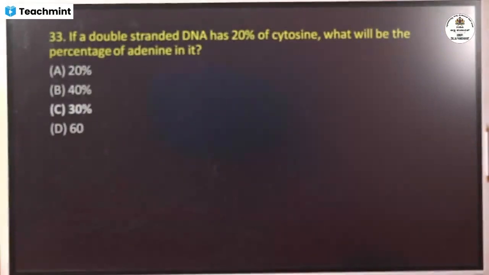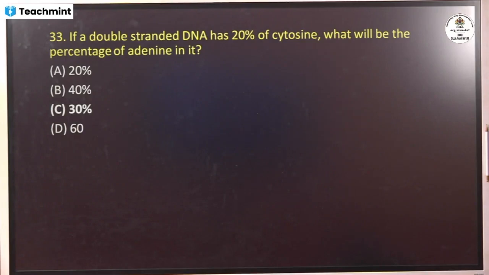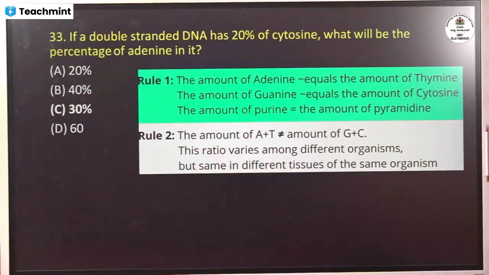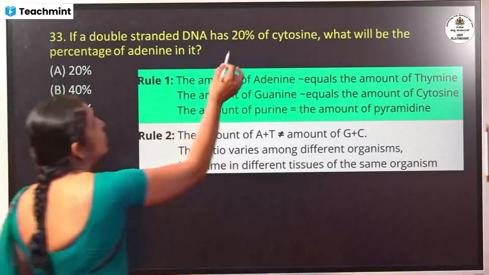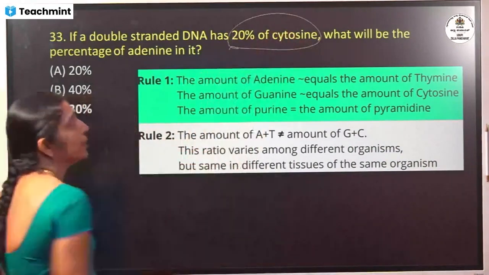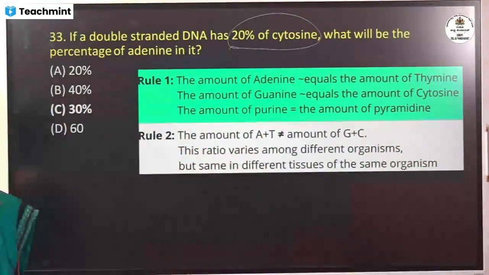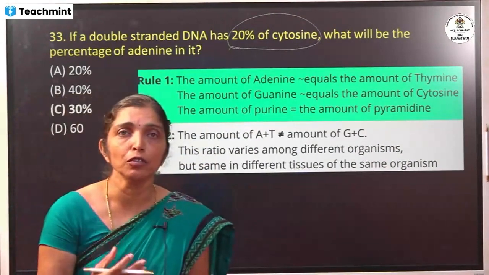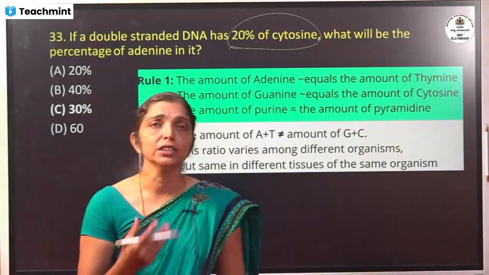If a double-stranded DNA has 20% of cytosine, what will be the percentage of adenine in it? 20%, 40%, 30%, or 60%? Now here, we know the cytosine percentage as 20. Now this is your DNA following your Chargaff's rule. What does the Chargaff's rule state?